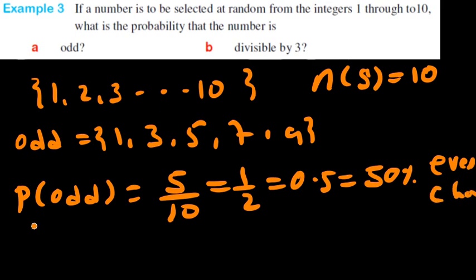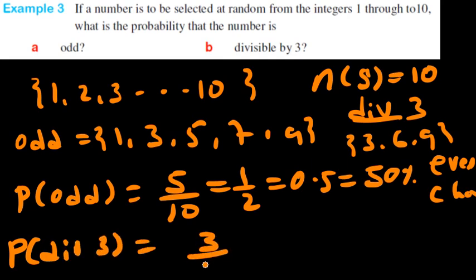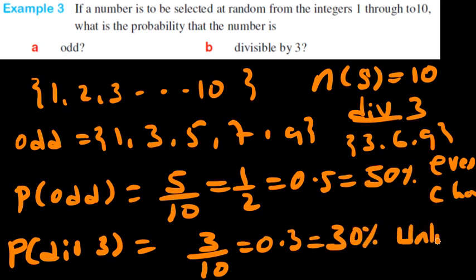The next one, what is the probability of being divisible by 3? Divisible by 3, what are they? 3, 6 and 9. Those are multiples of 3. So the probability of being divisible by 3 is 3 chances out of 10. This means 0.3 or 30%. This is unlikely. So this is some kind of revision.